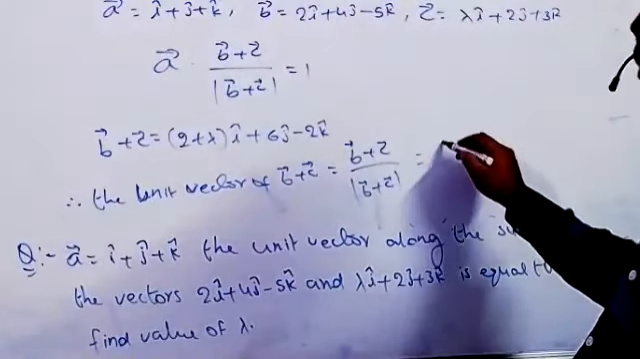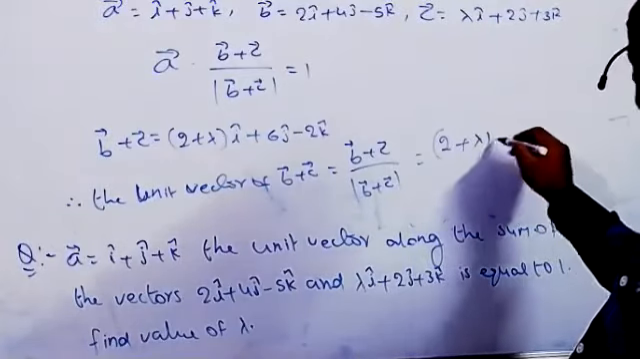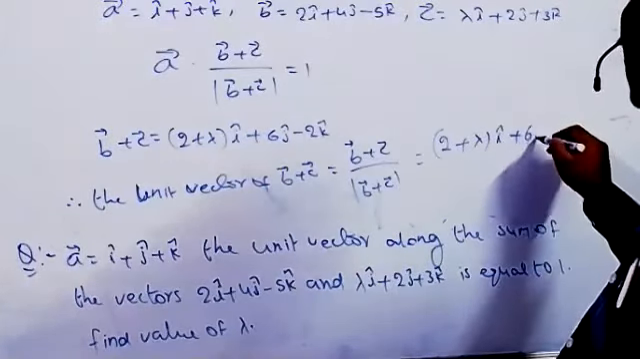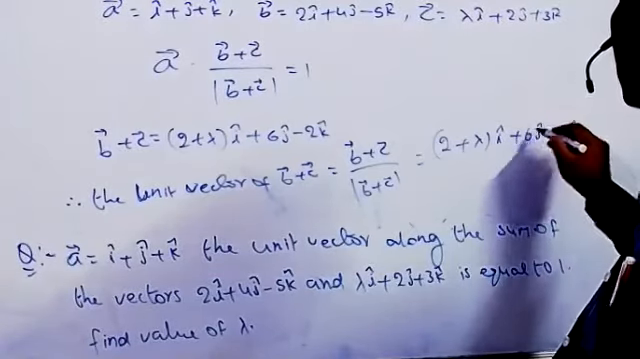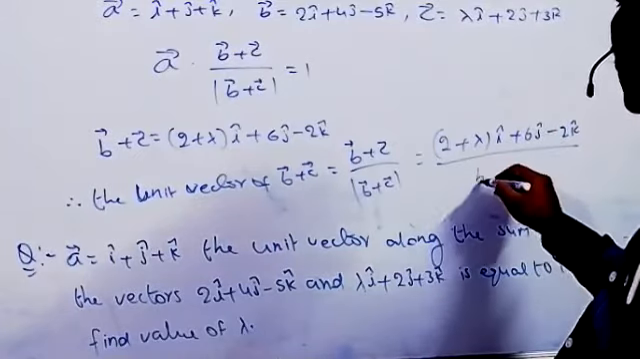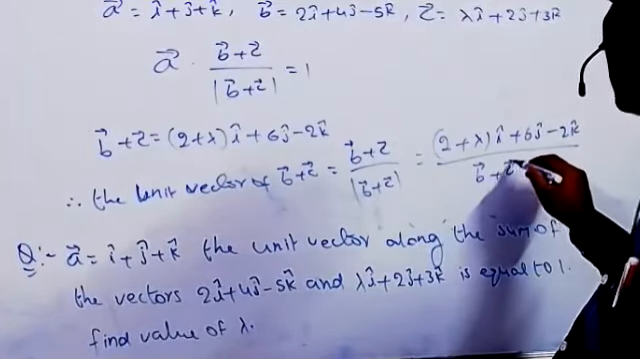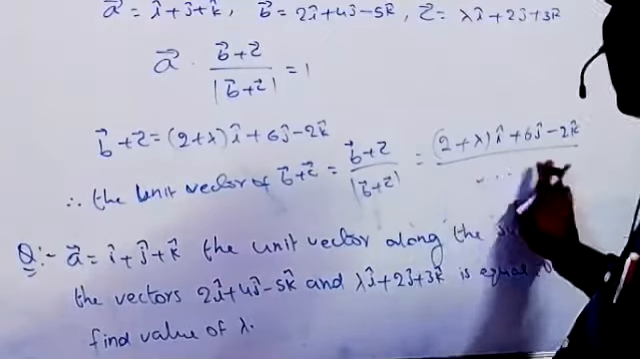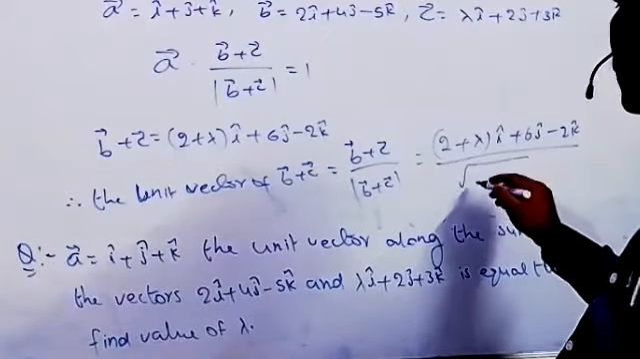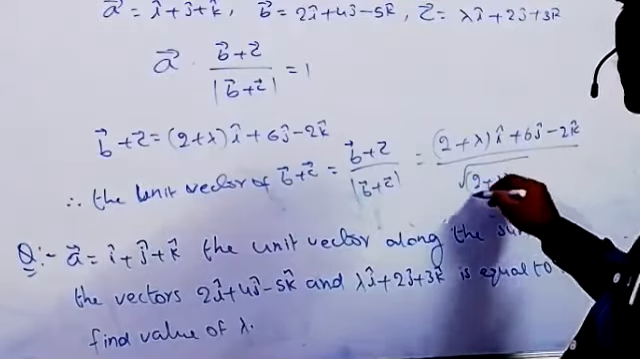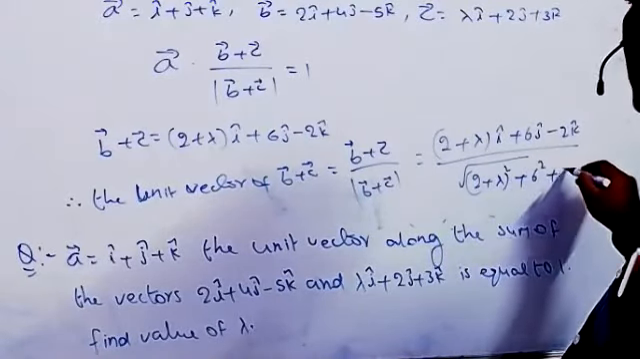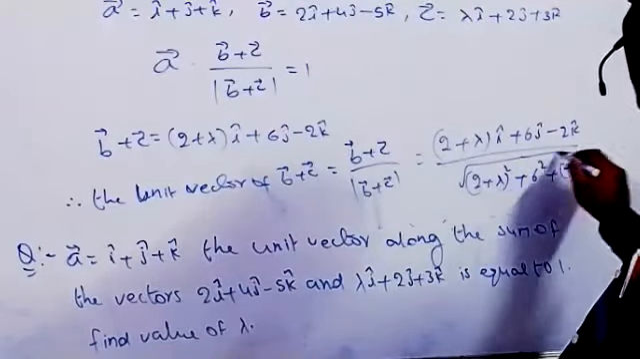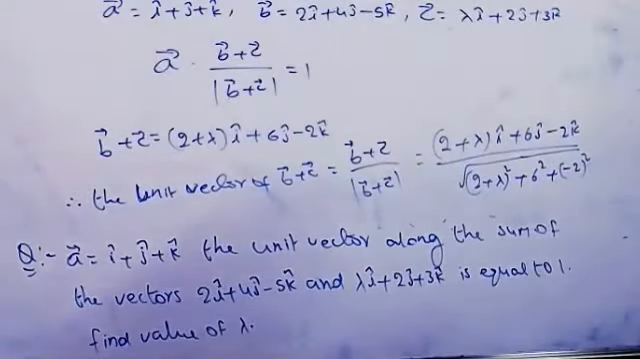So the sum of these two is clearly (2 plus lambda) i plus 6j minus 2k, whole by the magnitude of B plus C. What is the magnitude? Tell me now. Square root of (2 plus lambda) whole square plus 6 square plus (minus 2) whole square. Now take the values here.